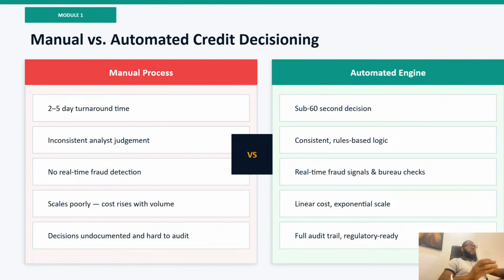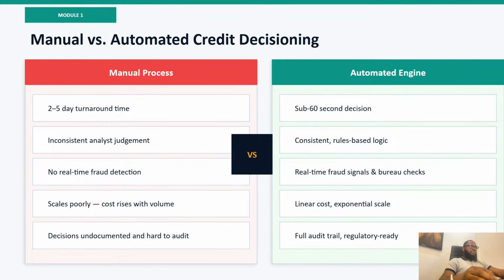What is actually the difference between manual versus automated credit decisioning? The first is the turnaround time. For some, it goes between 2 to 5 days. Those that have thin files, that don't have a lot of transactions to work on, have a turnaround time of maybe around 24 hours, but it is actually slow. There's also inconsistent analyst judgment. Like I mentioned, a quite number of analysts give their verdict based on guts, based on assumptions, and based on some certain feedback.